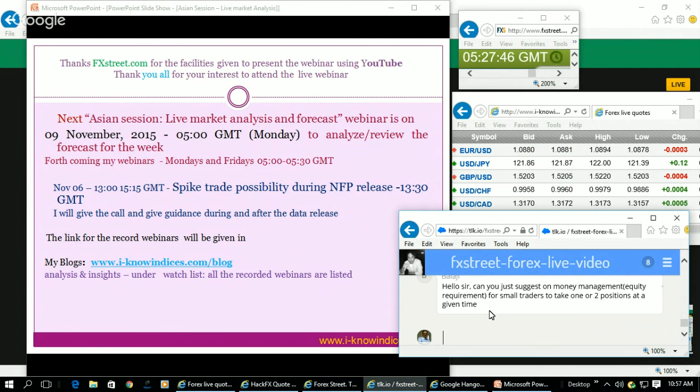Then you'll find the balance is available as a free margin. Then understand how exactly you have to limit the risk.